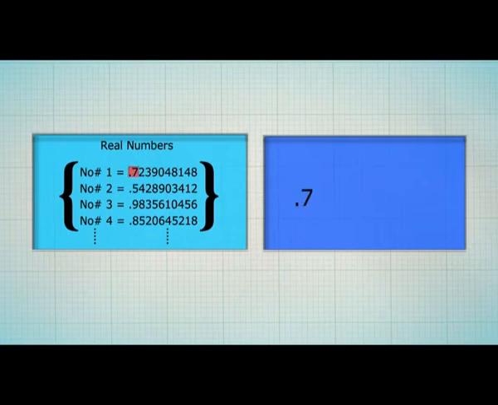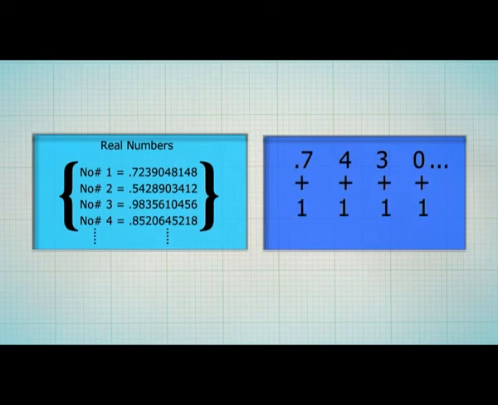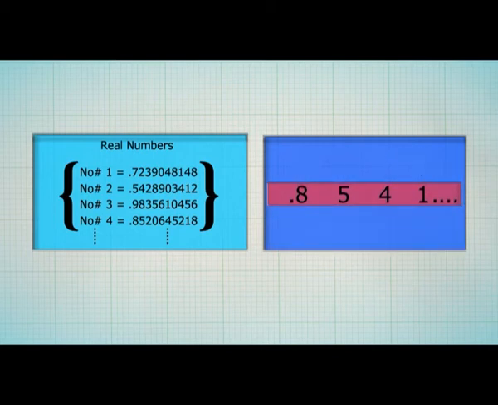By taking the first digit from number 1, the second from number 2, the third from number 3, and so on. So the number that we will come up with is 0.7430 and so on, because we'll keep proceeding in the same line. Now I'm going to change this number. For the purpose of argument, I will just increase every digit in this number by 1. So I will get 0.8541 and so on.